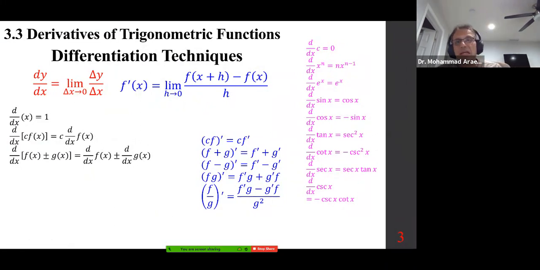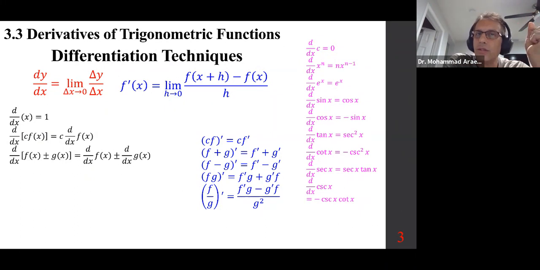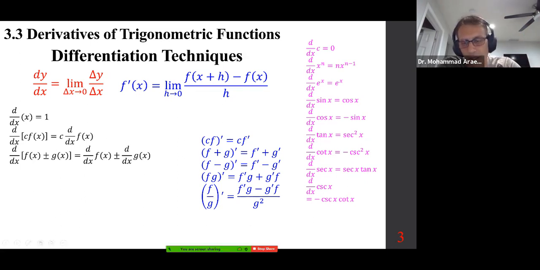Just as an example, the derivative of sine is cosine. The derivative of cosine is negative sine. The derivative of tangent is secant squared. Cotangent is negative cosecant squared. Secant is secant tan, and cosecant is negative cosecant cotangent.